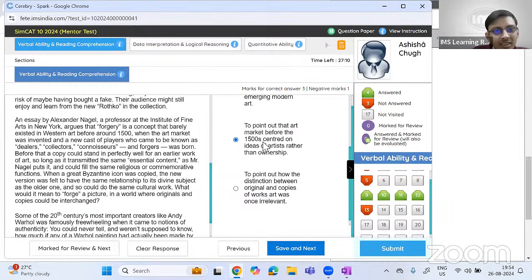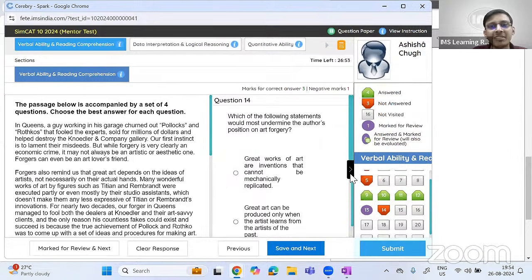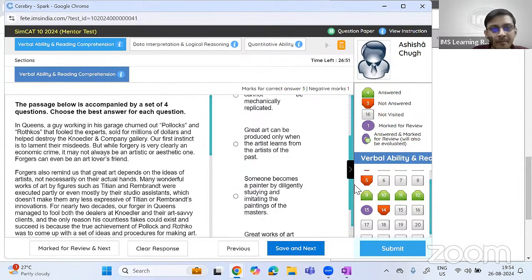I think I'll go with the third option. Seems to be talking more about ideas of artists rather than ownership. Okay, let's go with the third option. In fact, maybe I'll mark this for review and maybe I'll come back to this. I'll keep in mind that I'm stuck between the third and fourth options.